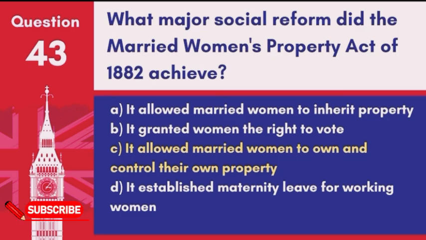The Married Women's Property Act of 1882 was a significant social reform that allowed married women in England to own, buy, and sell their own property and keep their own earnings.